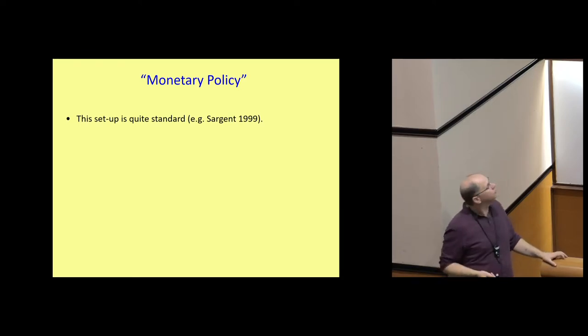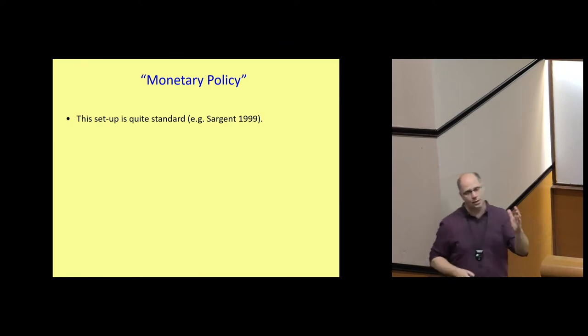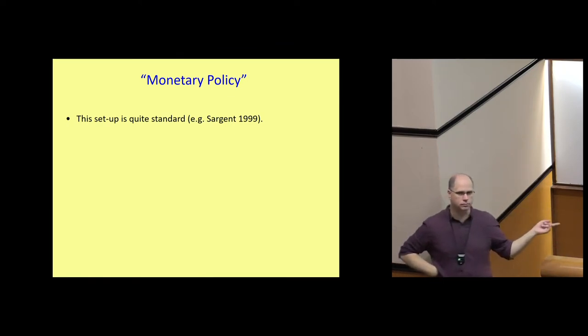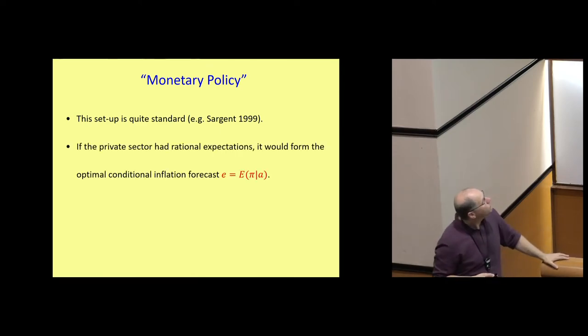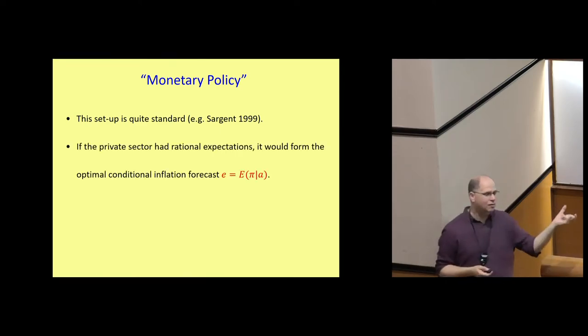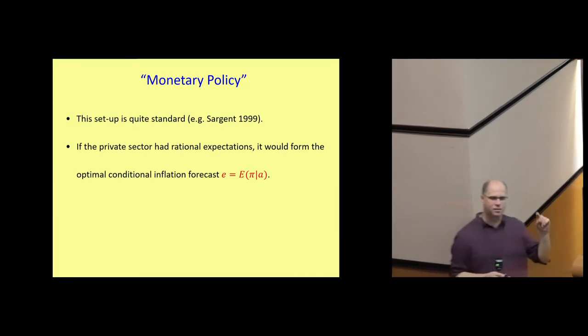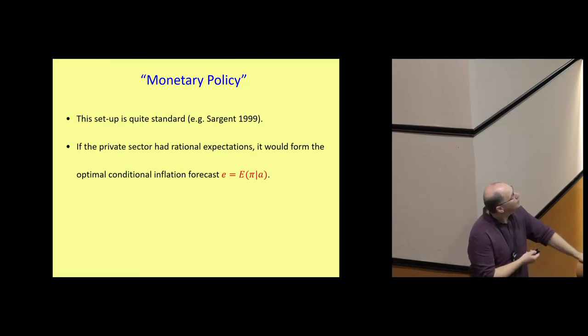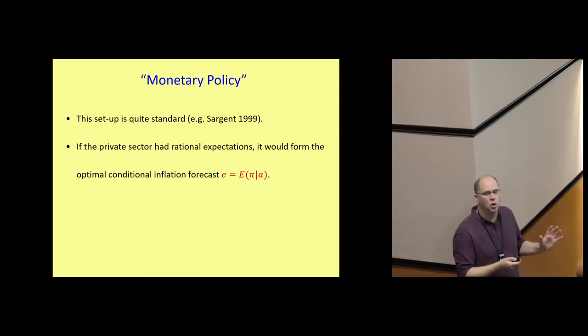Sargent and Ikuo afterwards worked with an idea in which the private sector has rational expectations, but the central bank has a wrong model. But here, the central bank will have a correct model, and the private sector will have a wrong model. Now, if the private sector had rational expectations, it would form the optimal conditional inflation forecast, just knowing the true process, which I haven't spelled out, but there is a true process for inflation as a function of A, and that will be the inflation forecast.